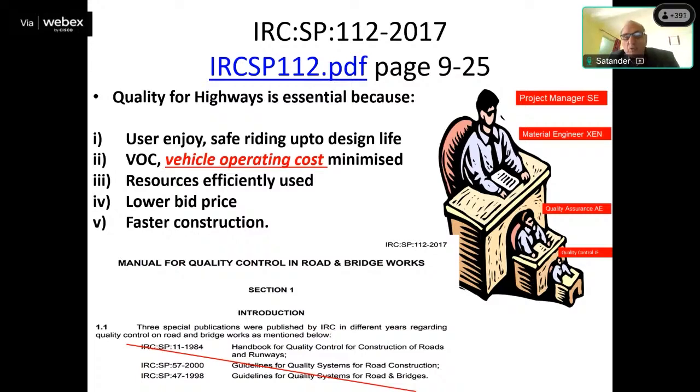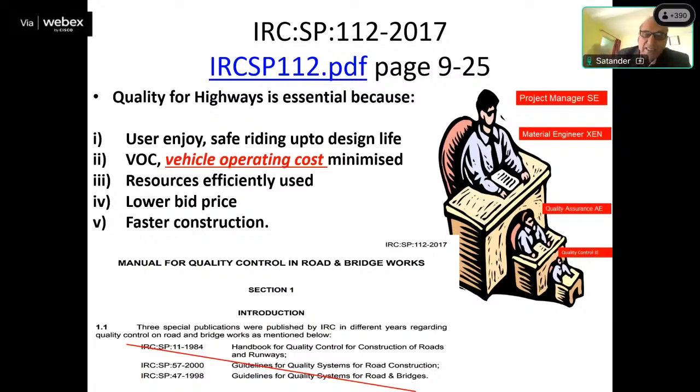Why do we need quality first? Whose money are we using? If you are making a national highway, who is paying for that? The payer is the user. So in the highway, the first line for quality control is that the user must enjoy safe riding quality.